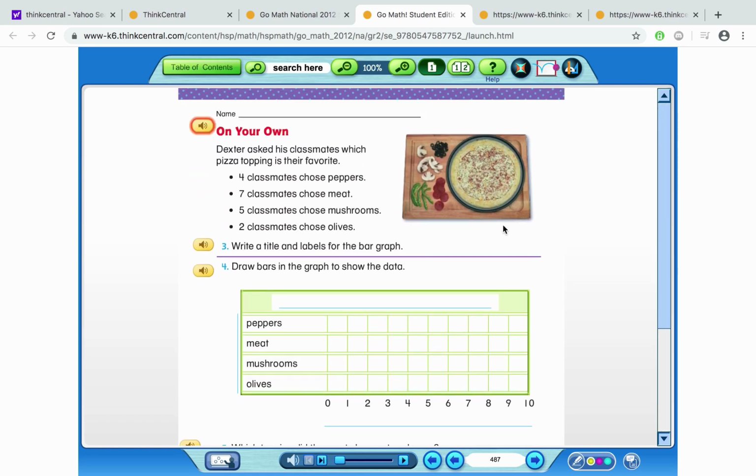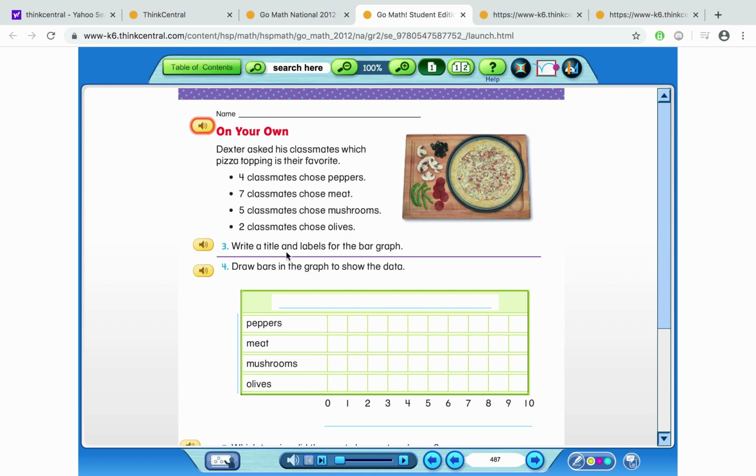Your next page you're going to do on your own. It says, Dexter asked his classmates which pizza topping is their favorite. So right now I'm already thinking, who's being surveyed? Classmates, we're trying to get information from them. And what information are we trying to get? We want to know pizza toppings. And I don't know what time of day you're doing this, but I know that you know I love pizza. Now, Dexter asked 4 classmates, and those 4 classmates chose peppers for favorite pizza toppings. 7 classmates chose meat. 5 classmates, he asked, chose mushrooms. Yuck. 2 classmates chose olives.